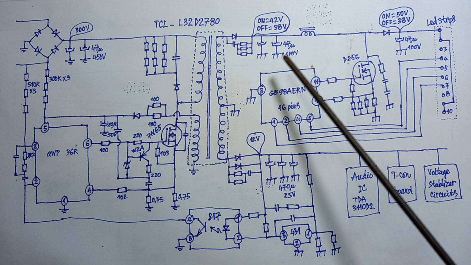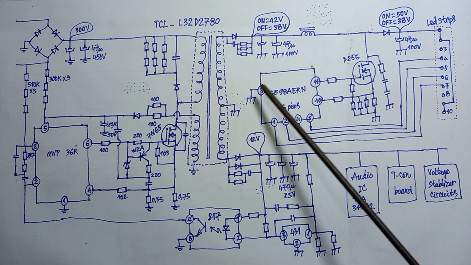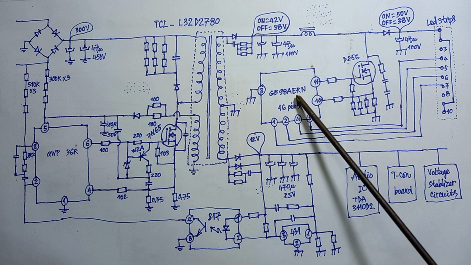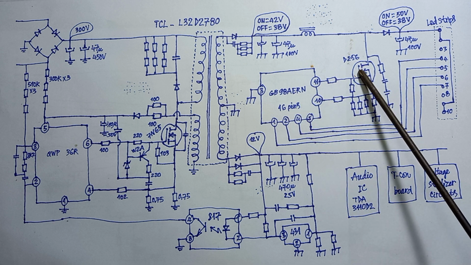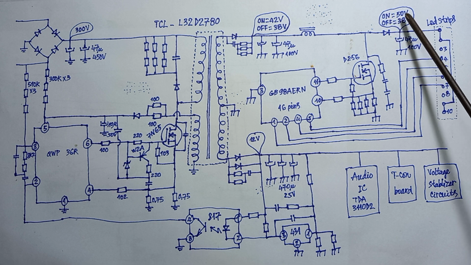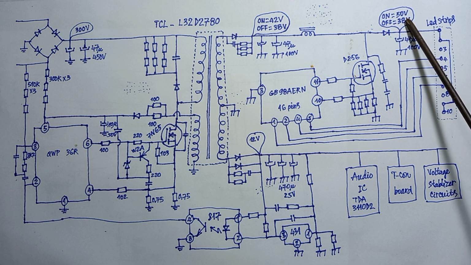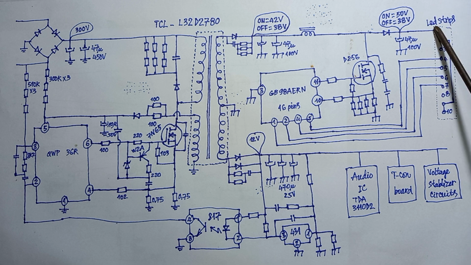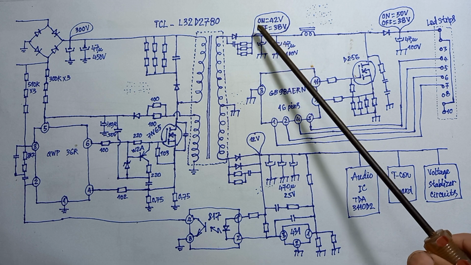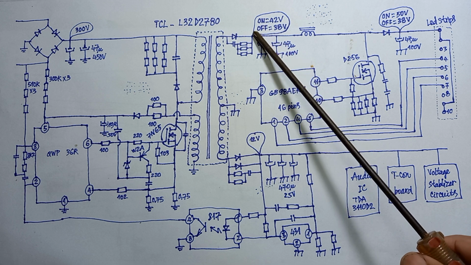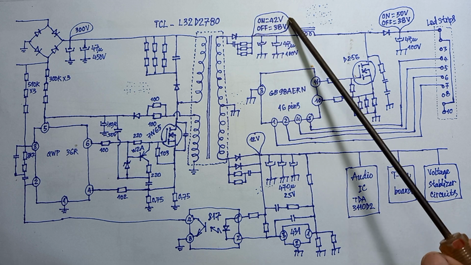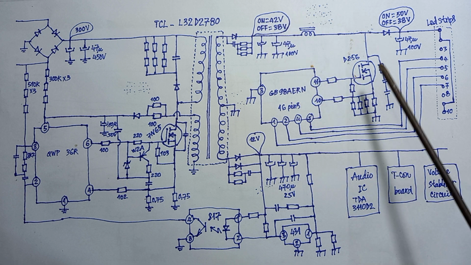When we press the power off button, the booster circuit doesn't work. The voltage here will drop to about 38 volts. The LED strips will turn off. The voltage here will also drop to about 38 volts.